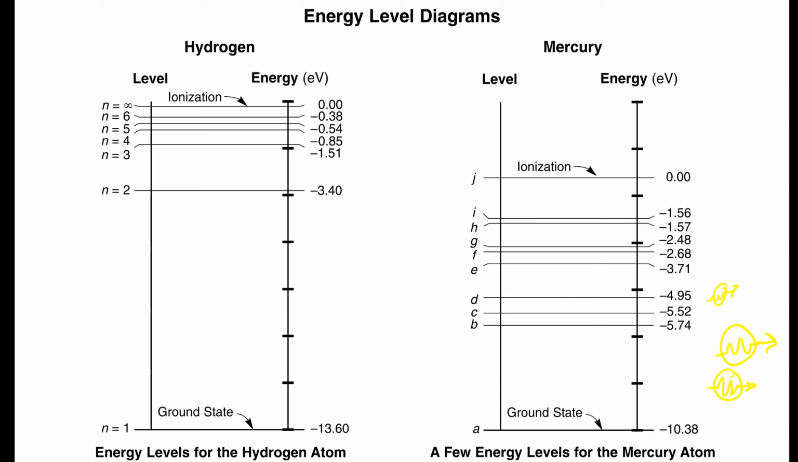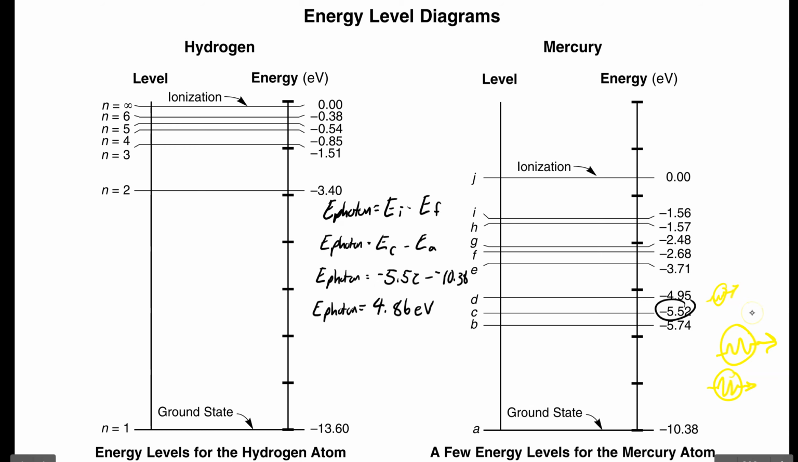So first let's do from C to A. That big jump straight to the ground state is going to give you a photon with 4.86 electron volts. And then if we did the pit stop maneuver, where we go to B first, so this is energy level B, which is negative 5.74. This photon has an energy of 0.22 electron volts, so this is this one over here that we drew. And then we're not there yet. Right now we're in B, and we got to get down to the ground state.